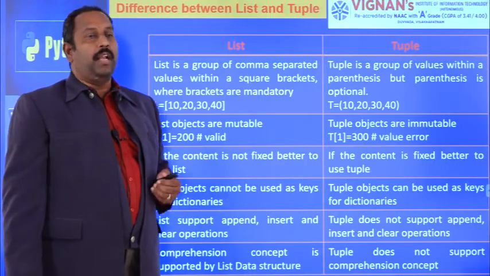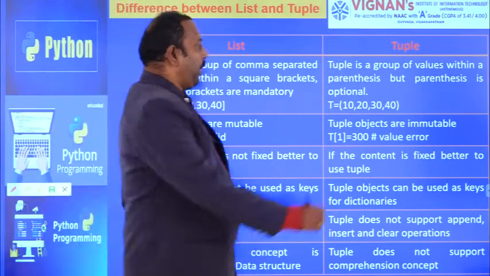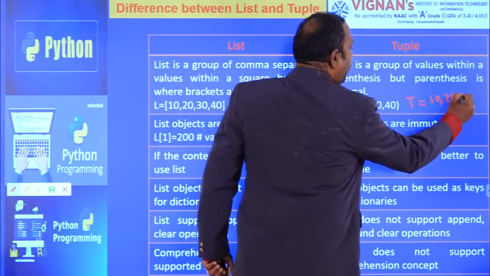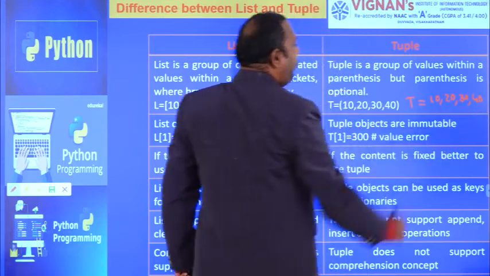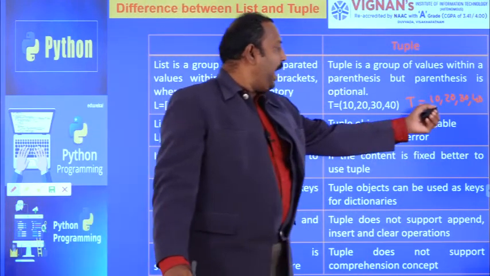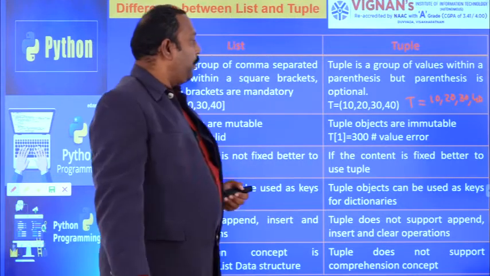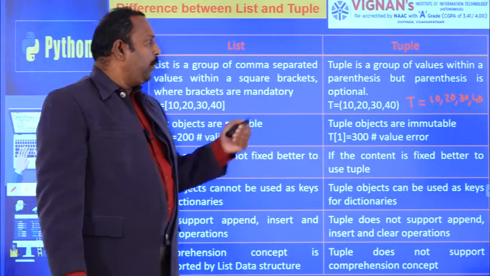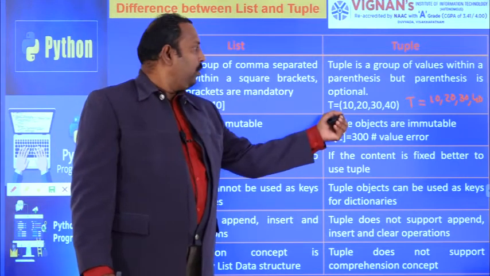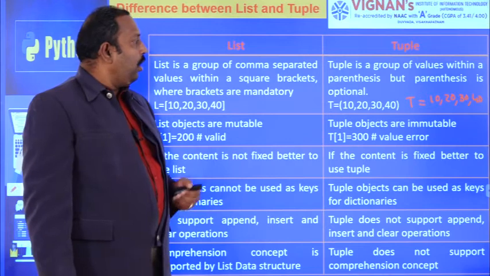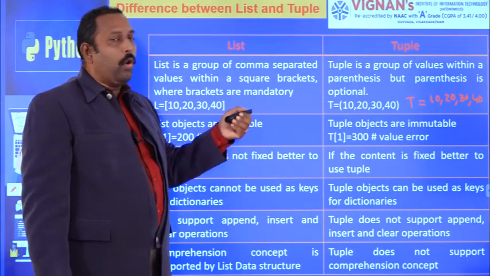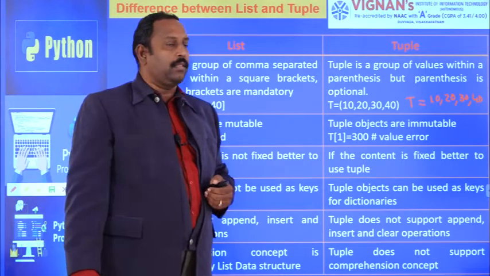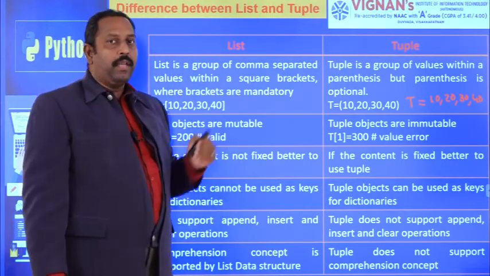optional. You can also write, for example, t equal to 10, 20, 30, 40. This is also allowed in Python. It will act as a tuple. Without brackets also you can represent it as a tuple data structure. If you don't specify the parenthesis, it is fine, the parenthesis is optional. If you want, you can specify it, otherwise there is no need to use parenthesis. So that is the first difference between list and tuple.